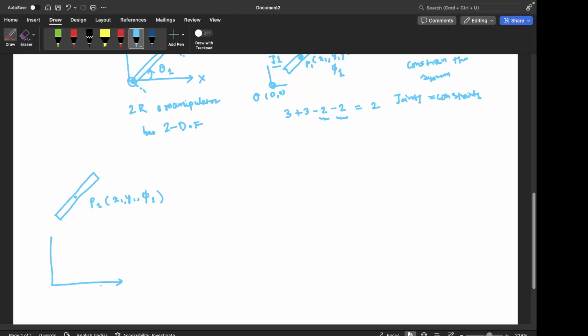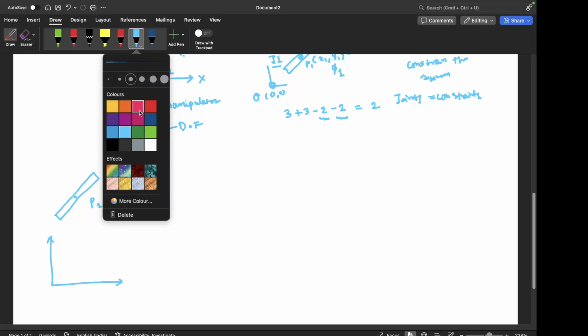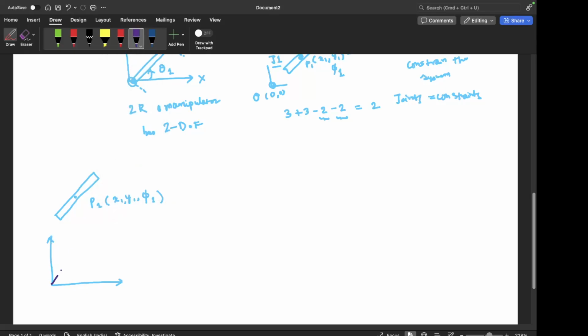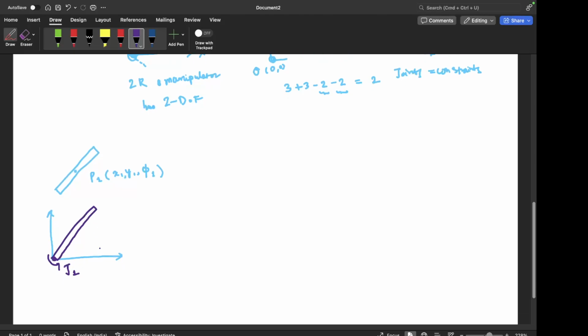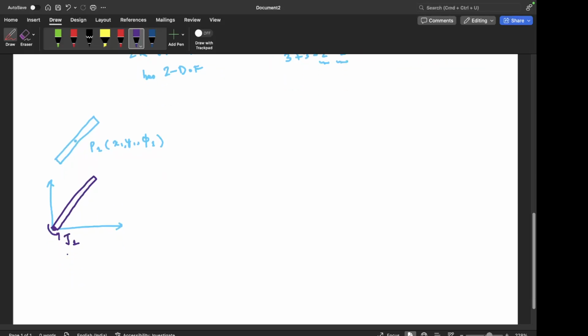Now these are the axes. Let me choose some other color. Let's say this is the link, with a connection here, with a revolute joint here, J1. Okay. Now what effect does this J1 have? So first thing, what type of joint is this?